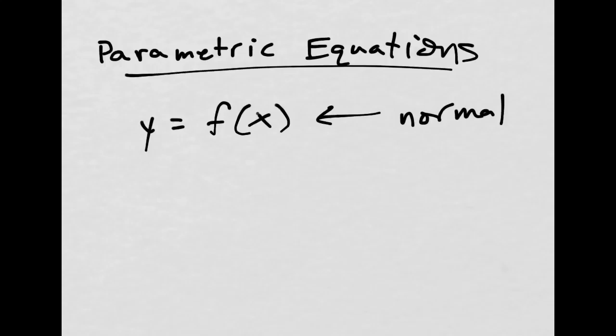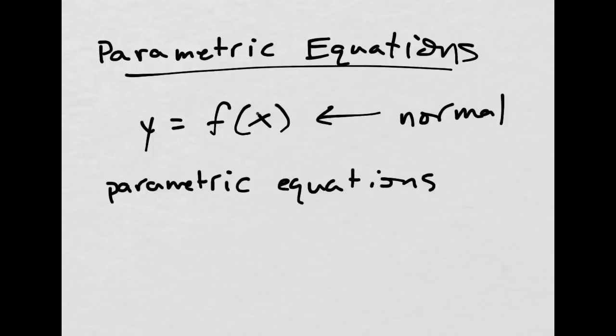A parametric equation is where both x and y are dependent on some other variable, and we'll call it t. That's the parameter. They're dependent on the parameter t. Usually it's like time. And you can get some really crazy looking, cool looking graphs that aren't necessarily functions, but they're relations. So let me write that down real quick.